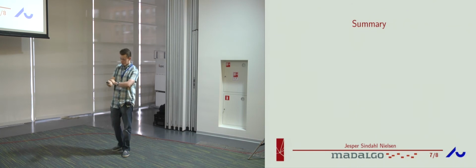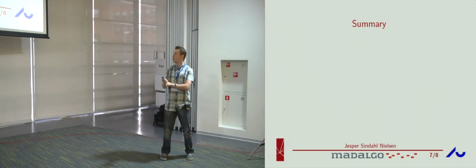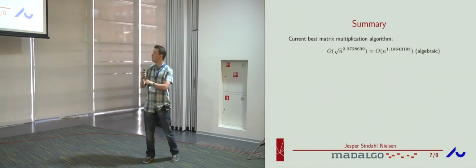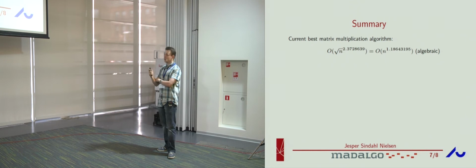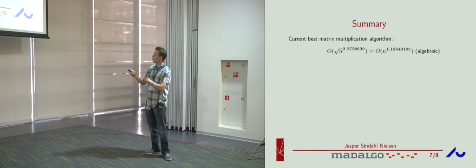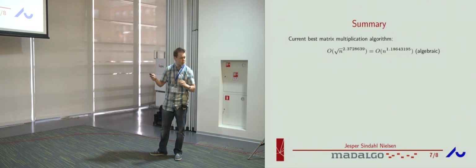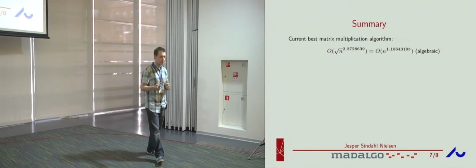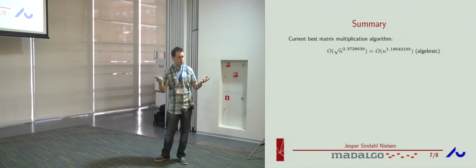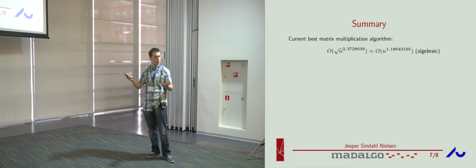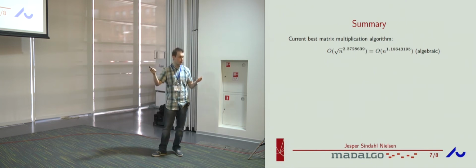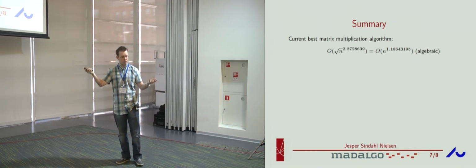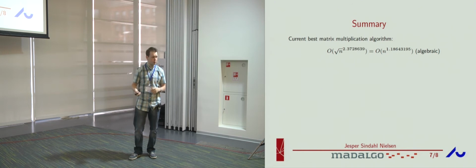Okay. So to sum up, the current best matrix multiplication algorithm runs in this time. I think this is a year or two ago, something like that. And it's an algebraic algorithm, meaning that maybe you know Strassen's algorithm and similar algorithms. What they use is these algebraic identities. So you can somehow find small matrices that you can multiply together fast and then do divide and conquer, essentially.